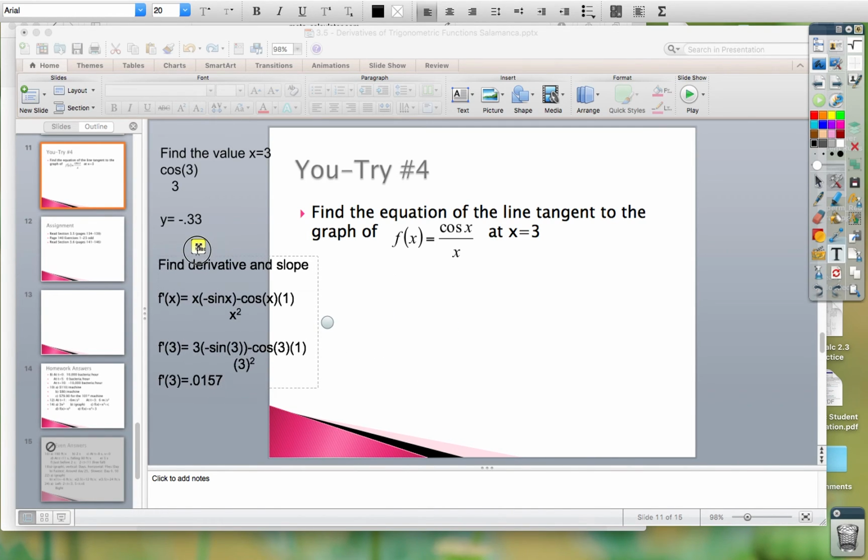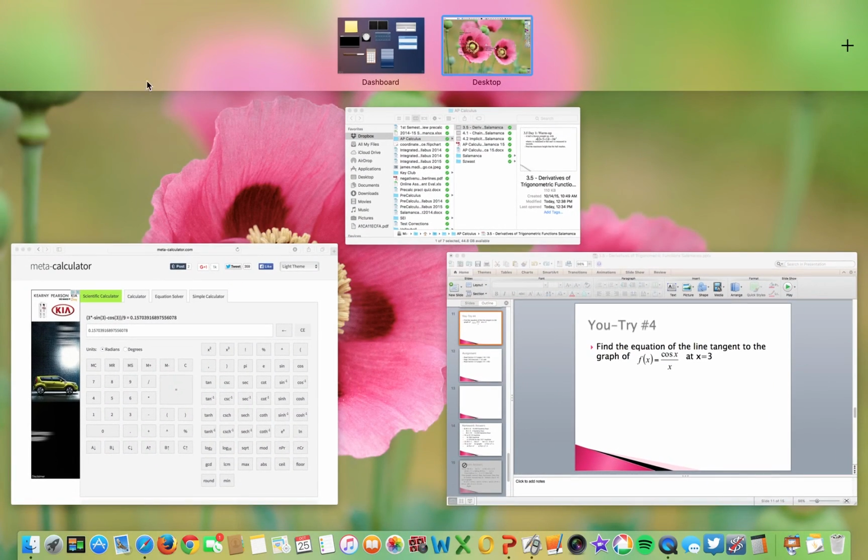So now we have the y value, we have the slope of the tangent, and then we do point slope form again. So y minus y1 equals m times quantity x minus x sub 1. Substitute the y value in, which is negative 0.33, equals 0.0157 times x minus 3. So y plus 0.33 equals 0.0157 x minus 3 times 0.0157.